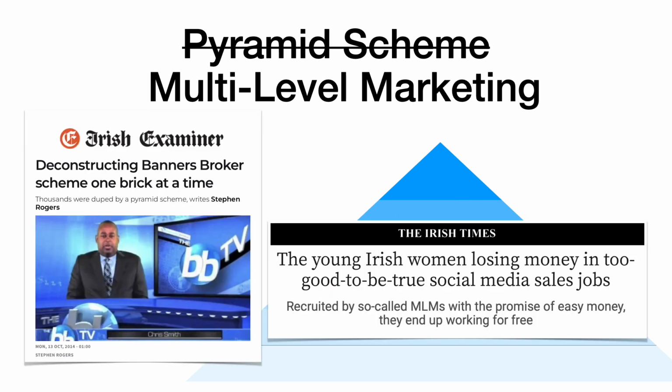One quite famous one in Ireland some time ago was a thing called Banners Broker, where you were buying banner space on a website. So you were buying advertising space on websites, and then when people advertised on that space, you got some money. So you could imagine you could buy a billboard in a city, and when someone places ads there, you can make some money from that. And so this was posing as a scheme where you could buy advertising space on websites, and then when people clicked on the ads, you'd make some money.